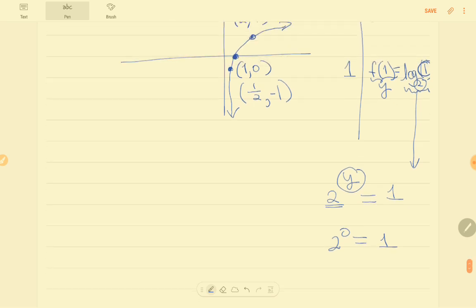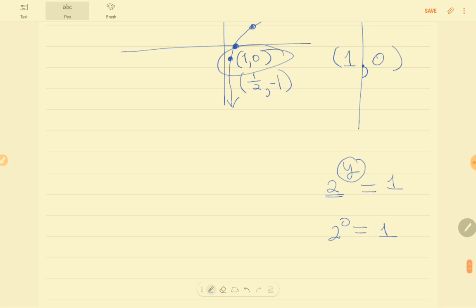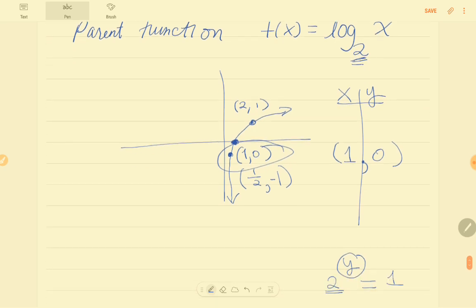So f of 1 is 0, and that's why you always have that coordinate right here, because whenever you raise any base to the power of 0, you're going to get 1. So no matter what the base of your logarithm is, you're always going to have that point, 1, 0. That's a given. All right, then let's plug in 2. That's log base 2 of 2. So 2 is the input and it's the base.